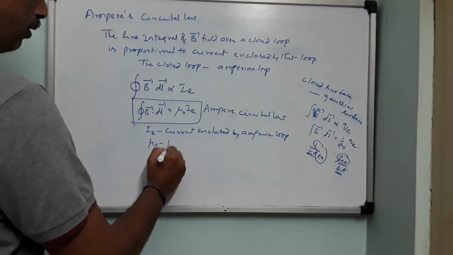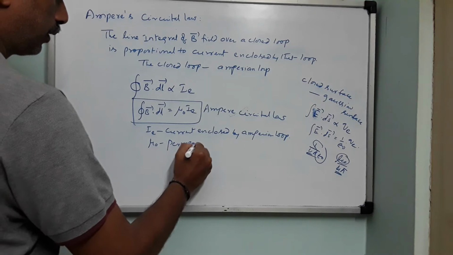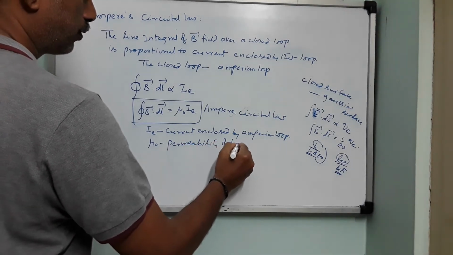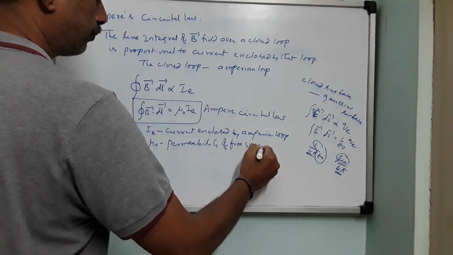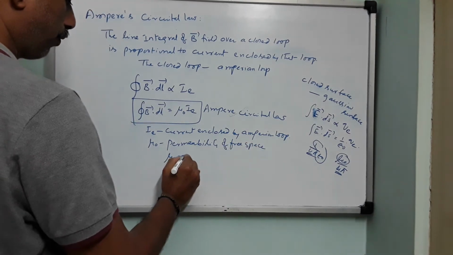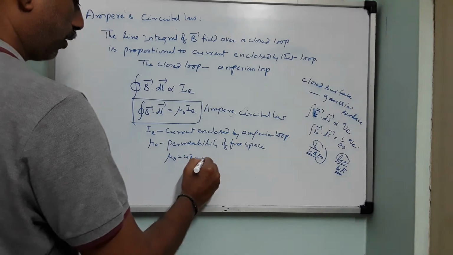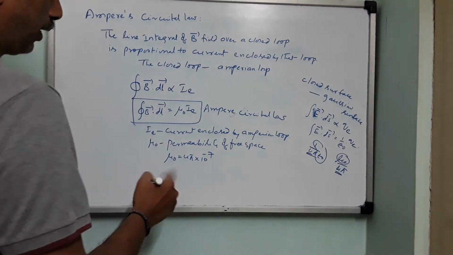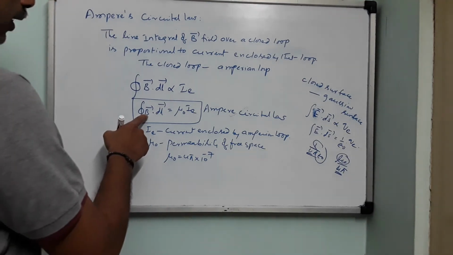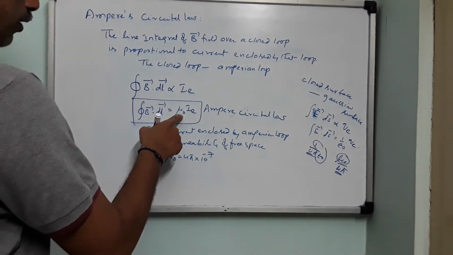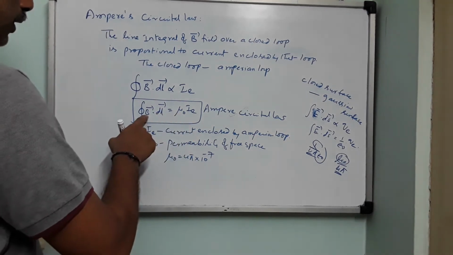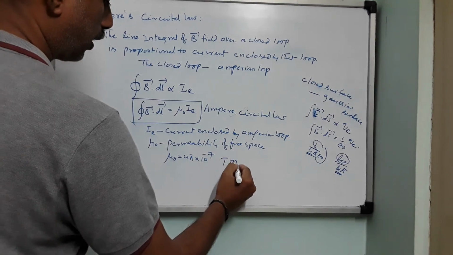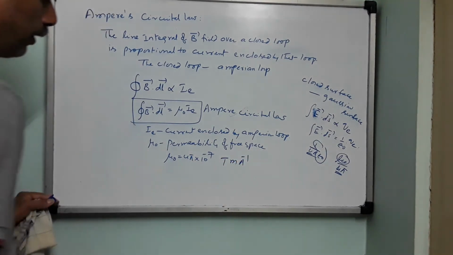You know mu naught. Mu naught is nothing but permeability of free space, which is also known as vacuum. Mu naught is nothing but 4 pi into 10 power minus 7, its value. What did you write? Tesla. You can see here, mu naught is here only. So B is measured in Tesla. This is meter. Current will come this side. Tesla into meter into ampere power minus 1.